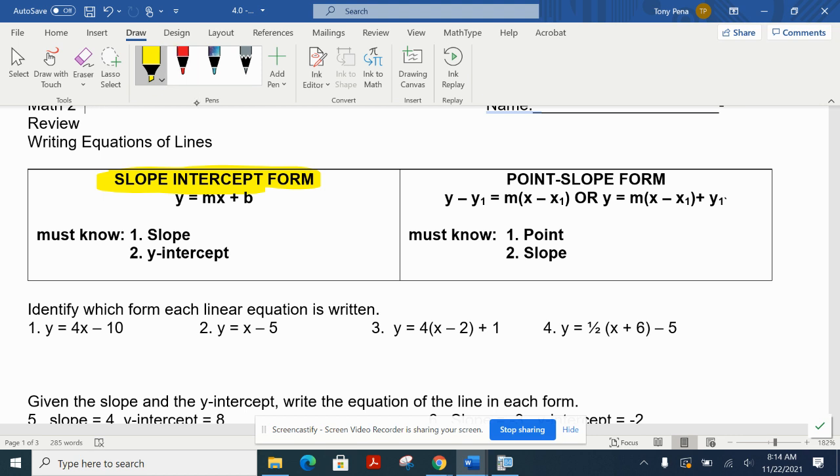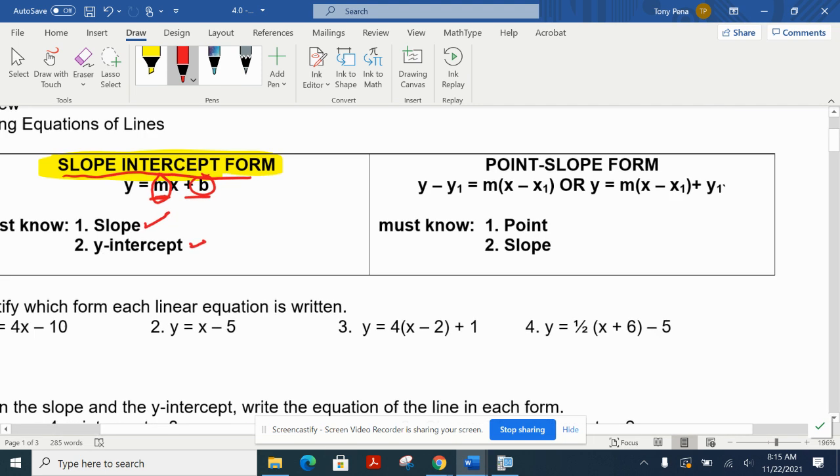As long as it's in this form, so notice how the y is isolated. Whatever number is in front of the x, that's always going to be your slope. And whatever number is tacked on at the end, that's always going to be your y-intercept. So for us to use slope-intercept form, there's two pieces of information that you must know. You better know the slope, and you better know the y-intercept. And if we do, then we can go right to y equals mx plus b form.